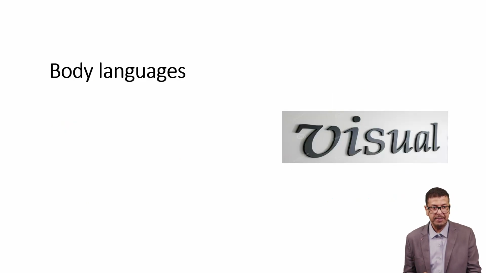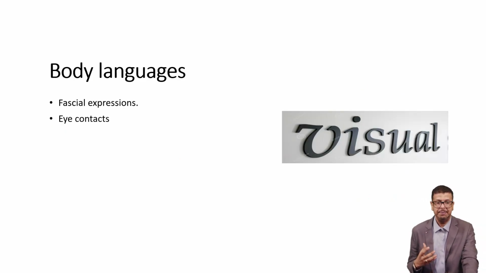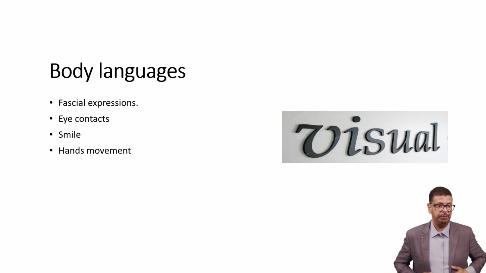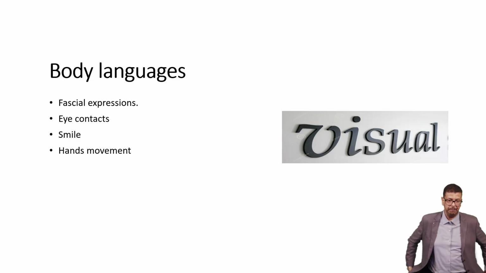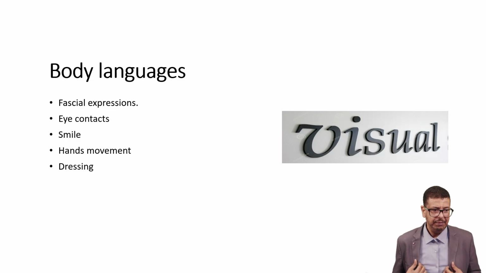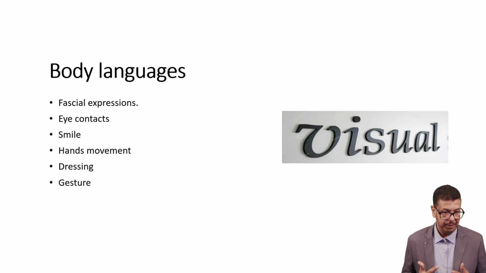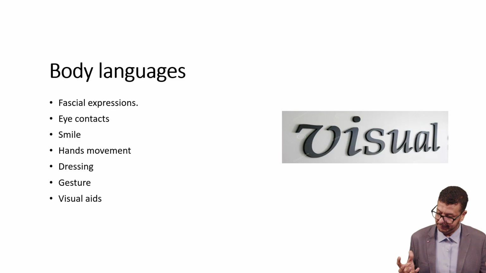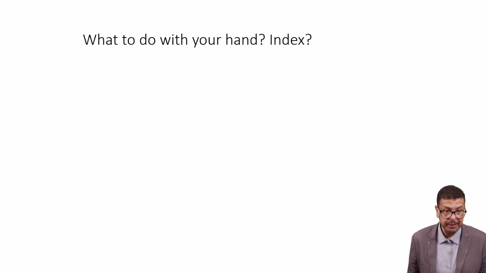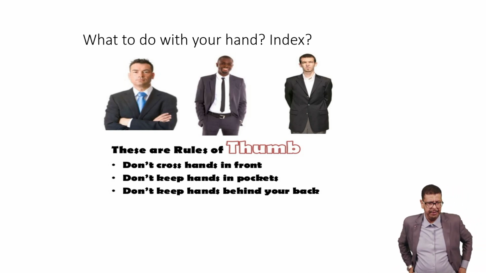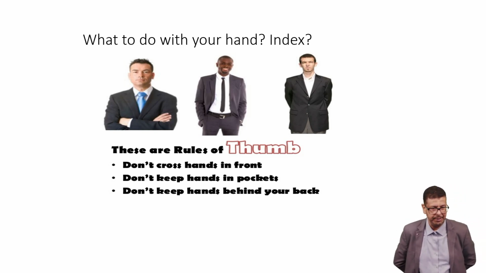For the body language, I will start with the visual, which is related to facial expression, eye contact, smile, and managing your hands. Don't put your hand in your pocket like this, so you have to manage your hands effectively. Don't use your hand in this way. Having good dressing, good gesture, and using visual aids effectively. And we have to balance between creativity and presenting a professional presentation. So what about your hands? We have to avoid this style while doing the presentation.